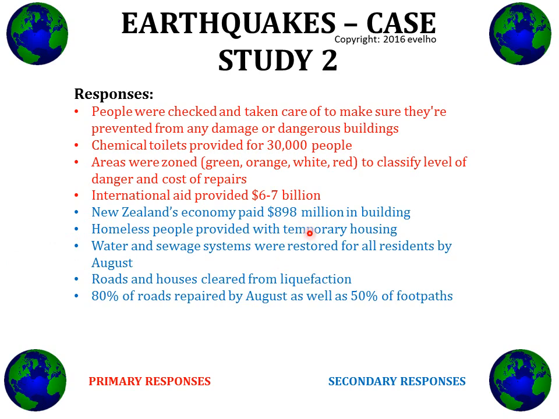Homeless people were provided with temporary housing, and water and sewage systems were restored for all residents by August. Roads and houses were cleared from liquefaction, and 80% of roads were repaired by August, as well as 50% of footpaths.